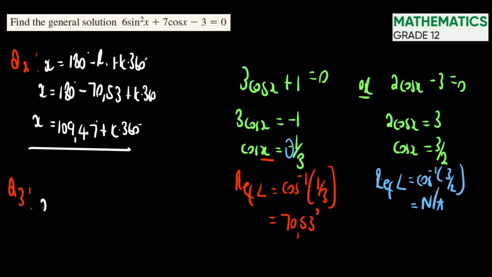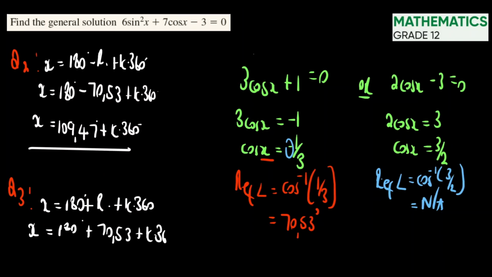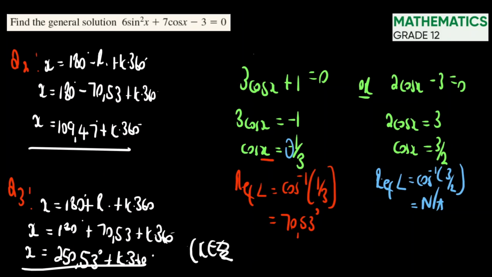The next solution will be x equals 180 degrees plus the reference angle plus k times 360. So x equals 180 degrees plus 70.53 plus k times 360, where x is equal to 250.53 plus k times 360, where k is an element of Z.